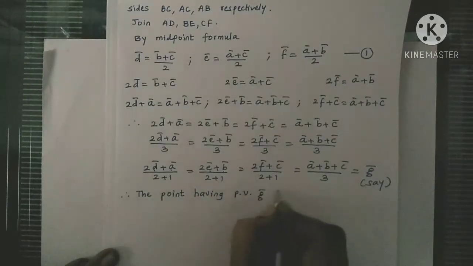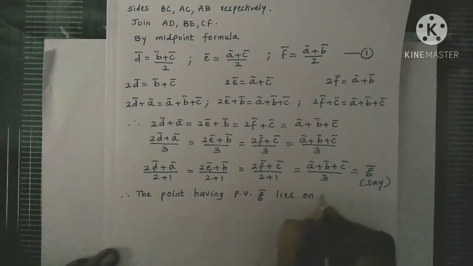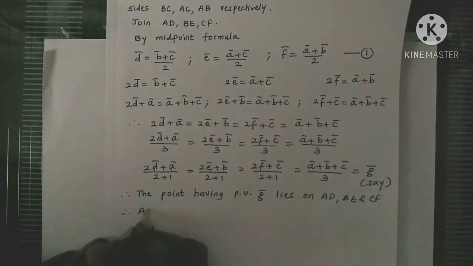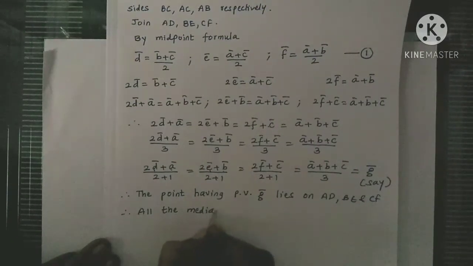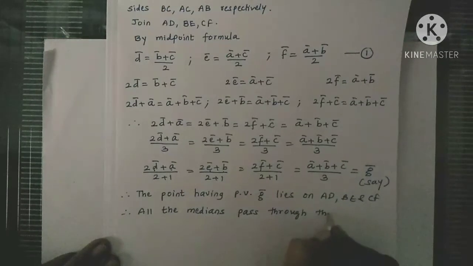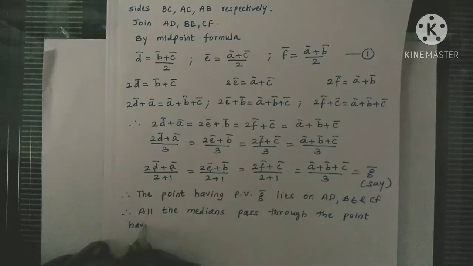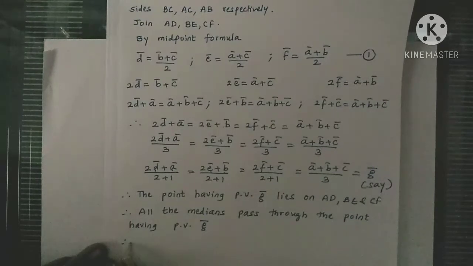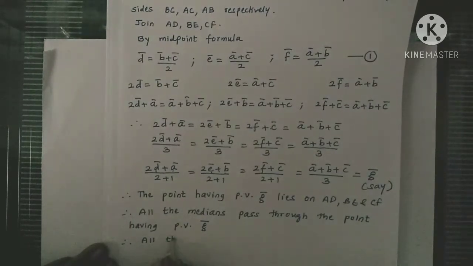Therefore, the point having position vector g bar lies on AD, BE and CF. Therefore, all the medians pass through the point having position vector g bar. Therefore, all the medians are concurrent.